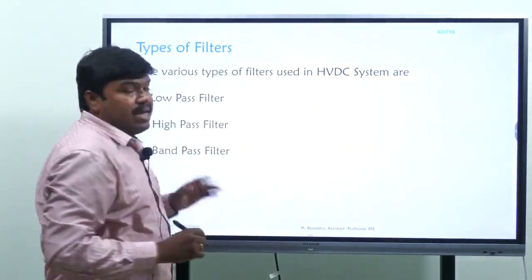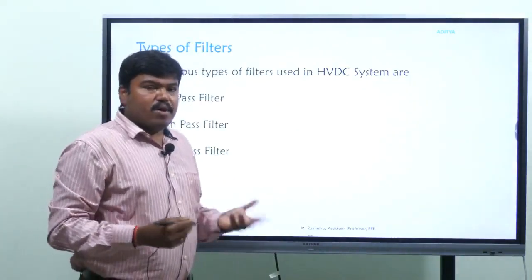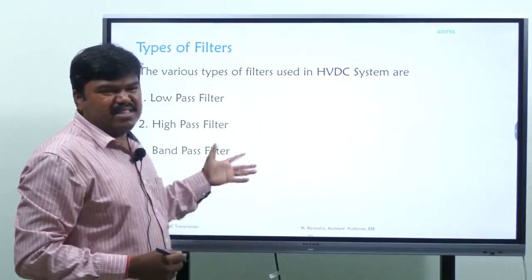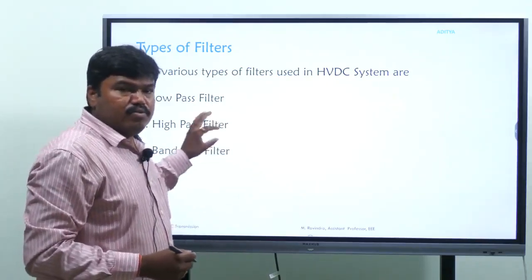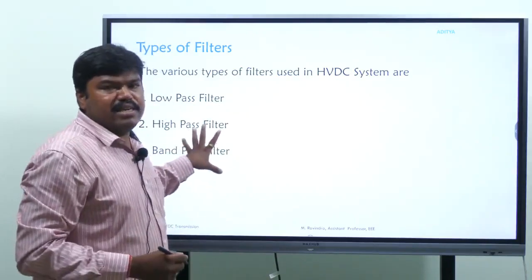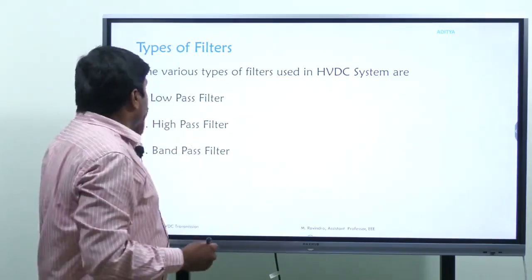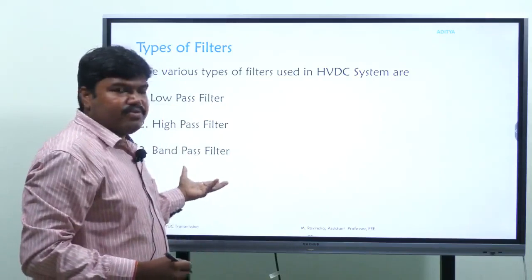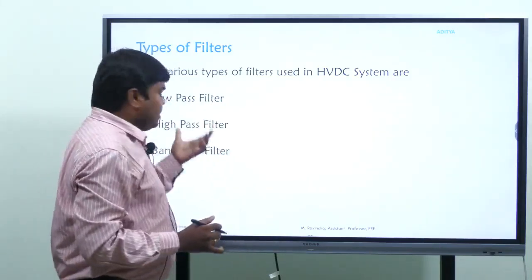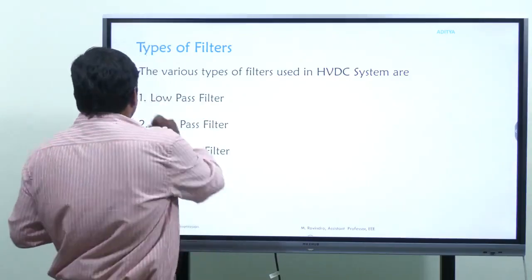Okay. And what are the types of filters we have? We have low pass filter, high pass filter, and band pass filter. These are the three types of filters. This is what we call a general classification of filters: low pass filter, high pass filter, and band pass filter, both in case of AC and DC we can consider. These are the three filters that are used.